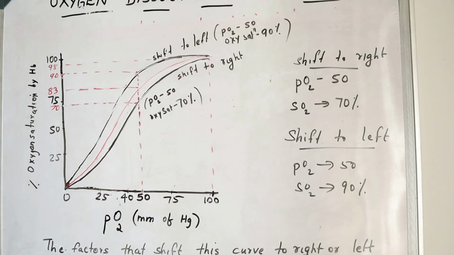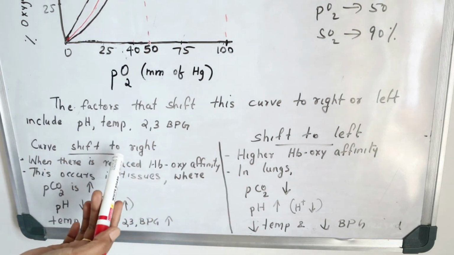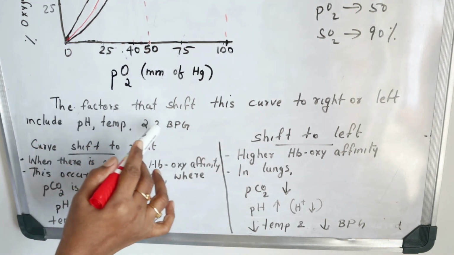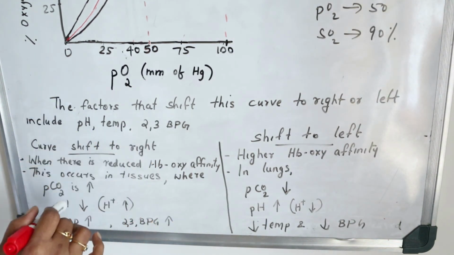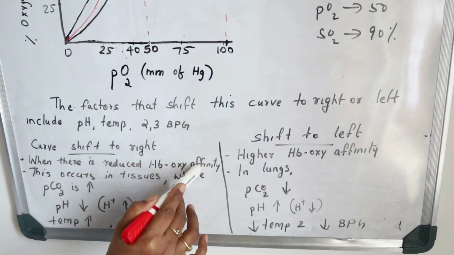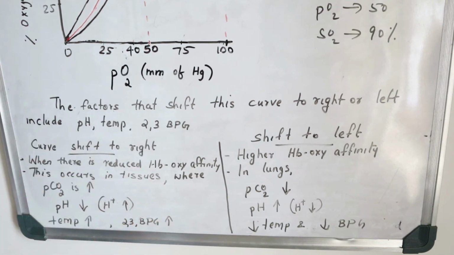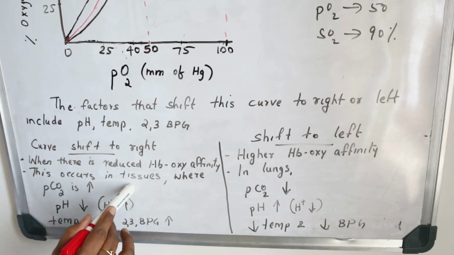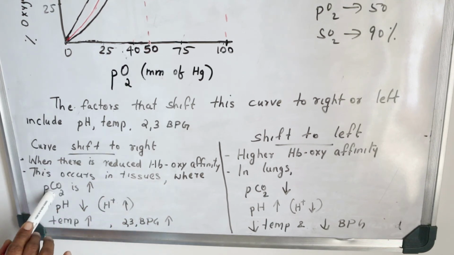So we can move to the factors that shift this curve to right or left. There are certain factors, so we can have a look at that. The factors that shift this curve to right or left include PCO2, pH, temperature, 2,3 bisphosphoglycerate, all this. And the curve that shifts to the right occurs when there is reduced hemoglobin oxygen affinity, and that occurs in tissues. We know in tissues the partial pressure of oxygen is 40 and we already saw that. And there, because of various metabolic reactions, our body produces carbon dioxide and the partial pressure of carbon dioxide is increased there. So this is one of the factors.